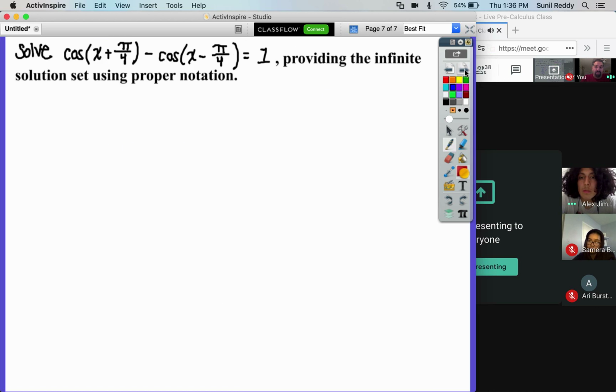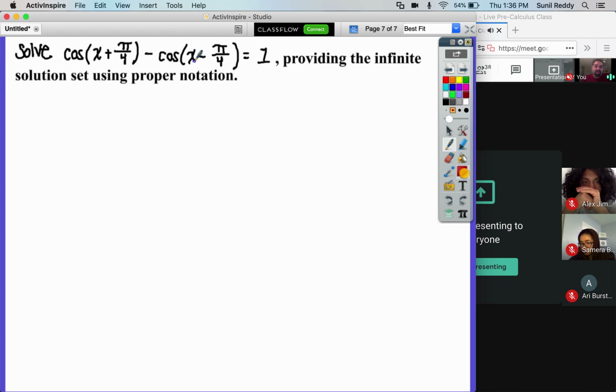So the last problem is an equation to solve. We're using our new formulas with solving equations, which we never got to quiz, but hopefully you still remember how to do it. So here, solving cosine of x plus pi over 4 minus cosine of x minus pi over 4 equals 1. I'm not giving us an interval, so we have to solve using the infinite solution set.